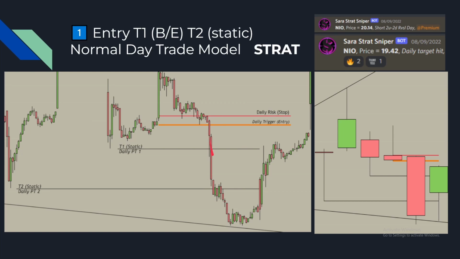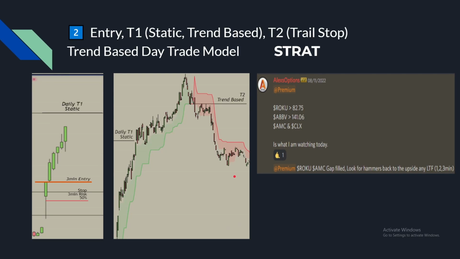So this is just an example of our Neo trade, and it should make a lot of sense. It's very simple. And now we have T2, or number 2, which would be an entry with a target 1 being static. We know it beforehand. And then instead of a break-even stop, we're using a trend-based stop.